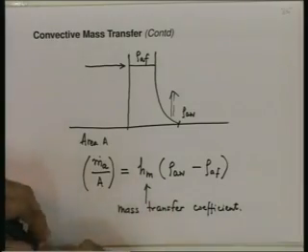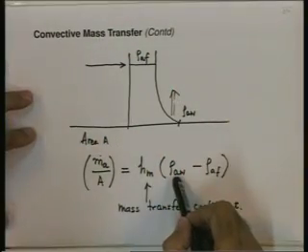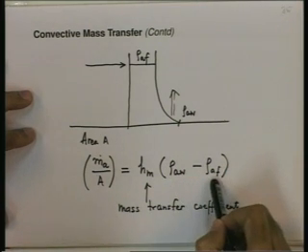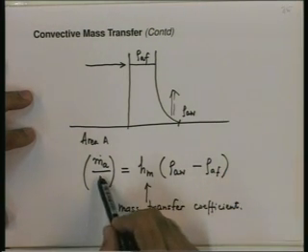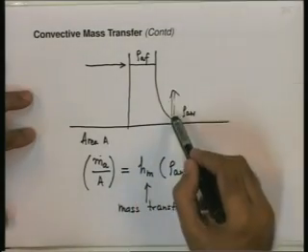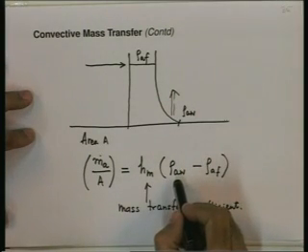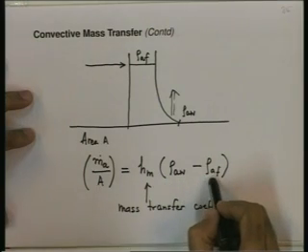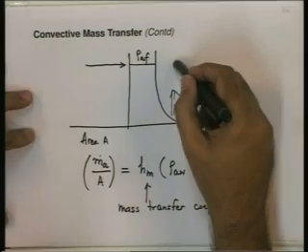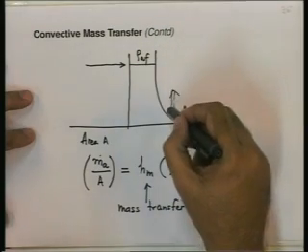Notice that in case of convective heat transfer, if the wall is hotter than the fluid, heat transfer takes place from the wall to the fluid. If the fluid is hotter than the wall, heat transfer takes place from the fluid to the wall. In convective mass transfer, if the density of component A is higher near the wall as compared to that in the fluid, the mass transfer takes place from near the wall to the free stream, away from the wall. Whereas if the density near the wall is lower than that in the free stream, the mass transfer will take place from the free stream into the wall.